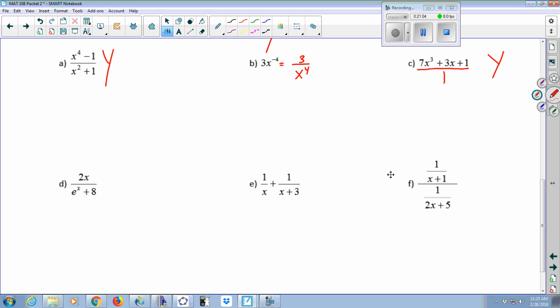All right, how about D? I see a ratio. I see a linear function on the top. Why not? Hannah? Yeah, so what kind of function is this? Exponential, right. So it's not the ratio of 2 polynomial functions. The top's a polynomial, but not the bottom. Nope, doesn't work.